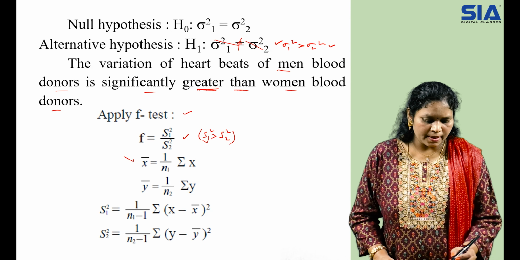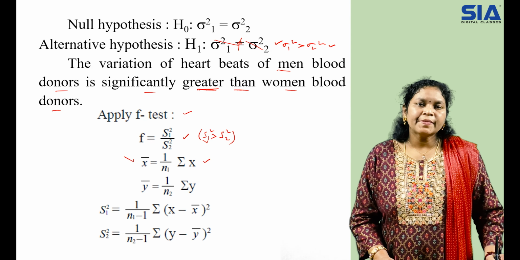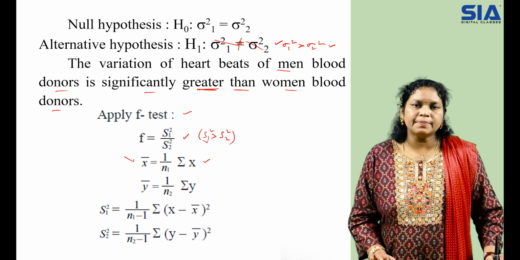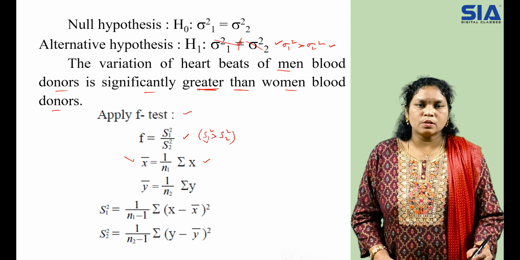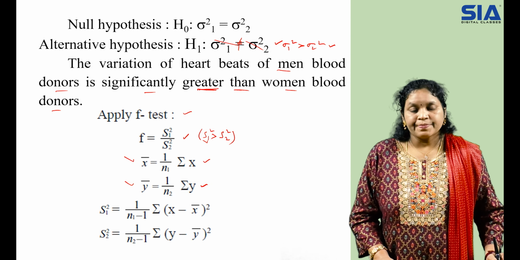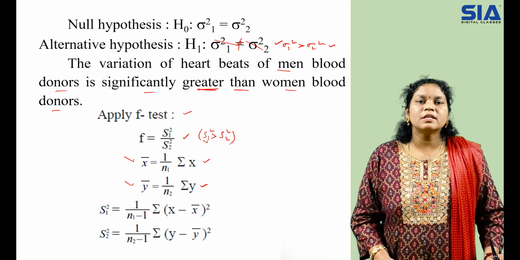So the x bar formula is 1 by n1 summation x, because we have two samples. The mean formula I wrote for x is 1 by n1 summation x. Now let us check for y also. The mean y bar is equal to 1 by n2 summation y. So x and y are the two variables I am considering here, and I have taken their means.